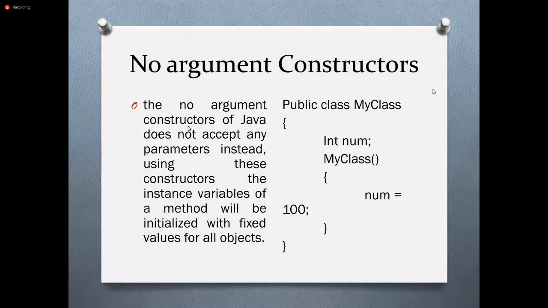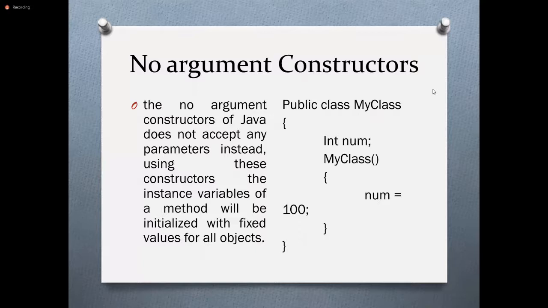And the next one is the parameterized constructor. Parameters are added to a constructor in the same way that they are added to a method. Just declare them inside the parentheses after the constructor's name. Then the example is given on the right hand side.